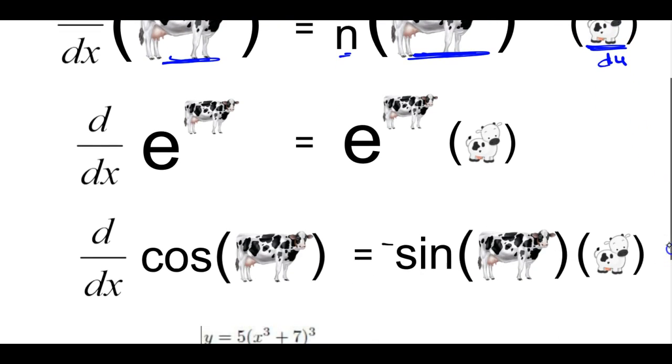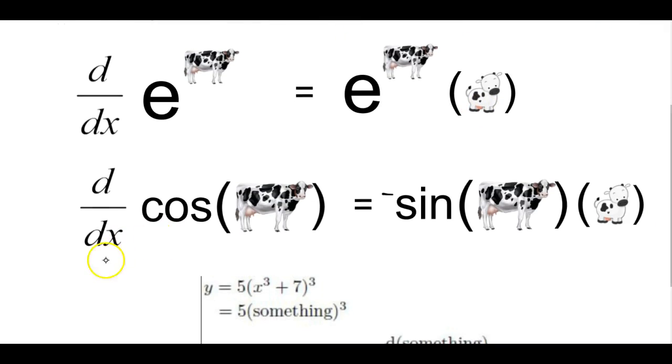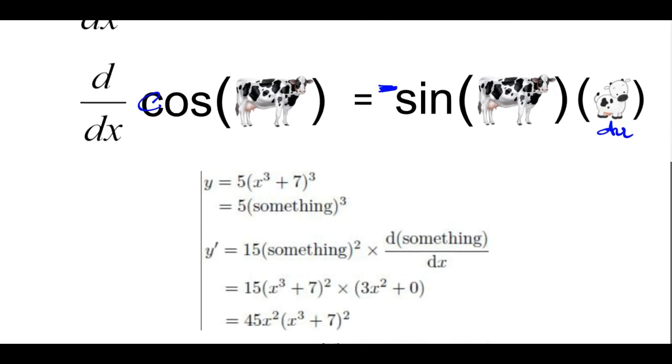And we learned in a previous video that the derivative of e to the x is e to the x. Well, now it's e to the cow is e to the cow d cow. And we learned in an earlier video that the derivative of cosine cow is negative, because it starts with the letter C, negative sine cow, but then we just have to remember the d cow.